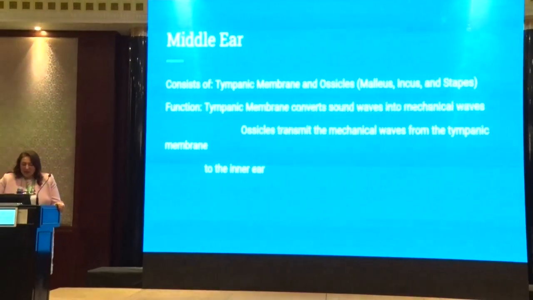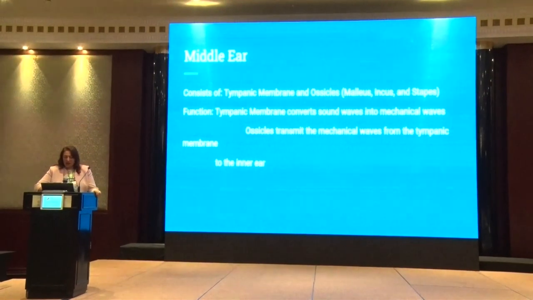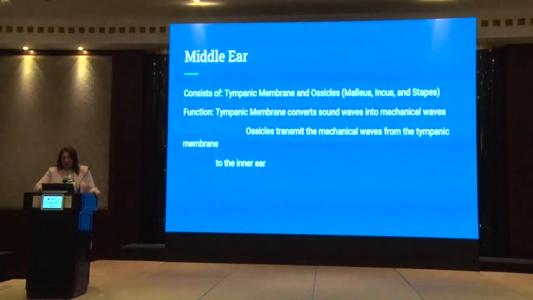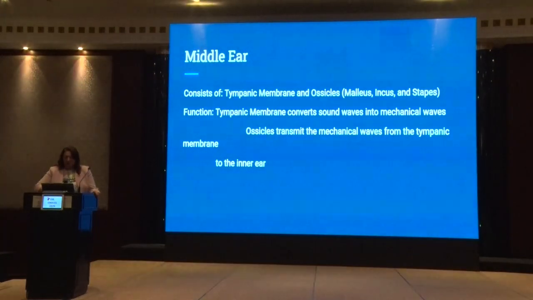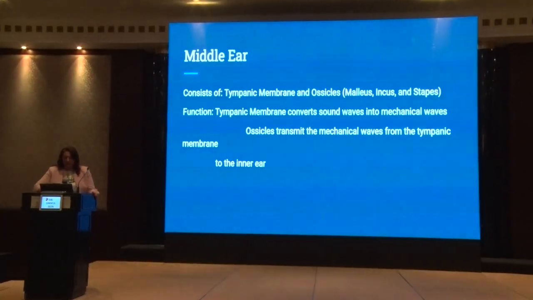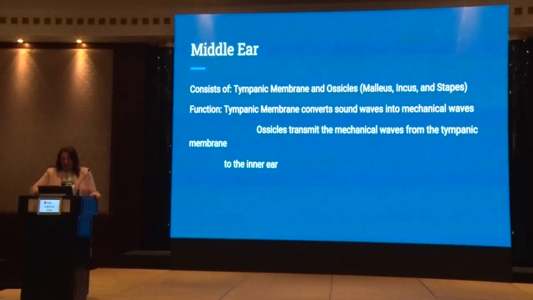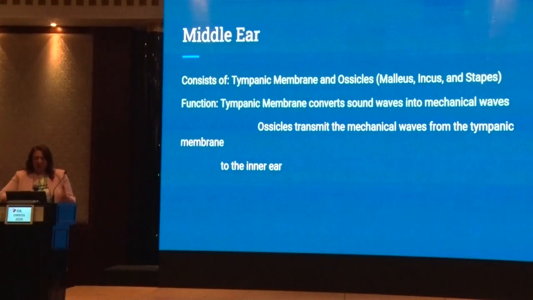The middle ear consists of the tympanic membrane and the ossicles. We have three ossicles: the malleus, which is the first one after the tympanic membrane, and the incus and the stapes. The tympanic membrane converts sound waves into mechanical waves, which go to the ossicles. The ossicles transmit these mechanical waves to the second membrane, the oval window, and on to the inner ear.